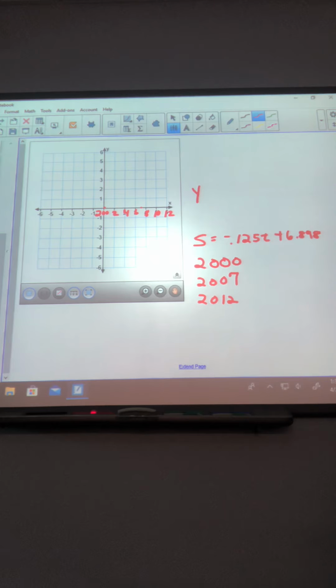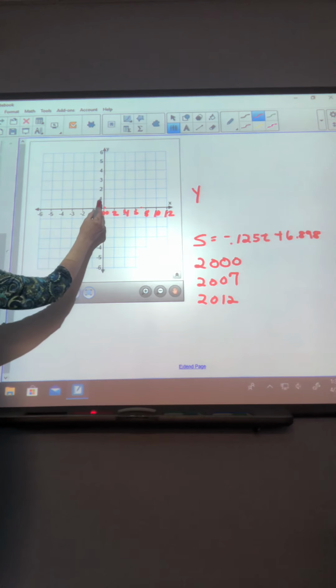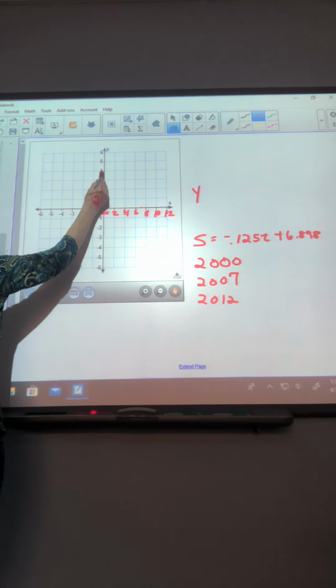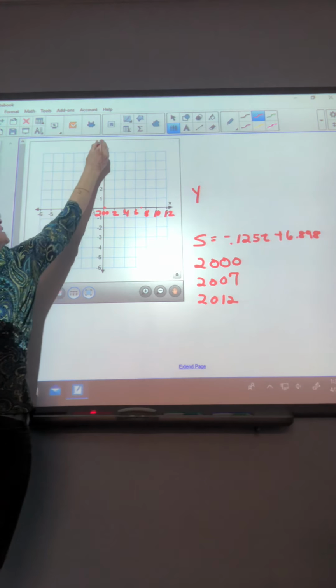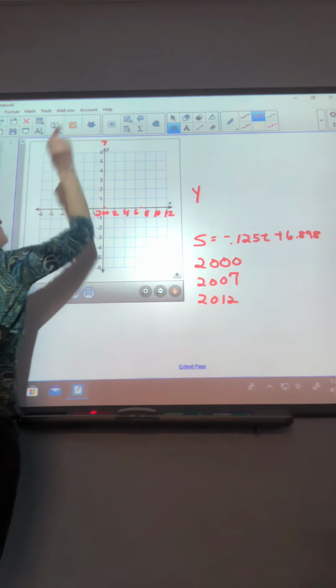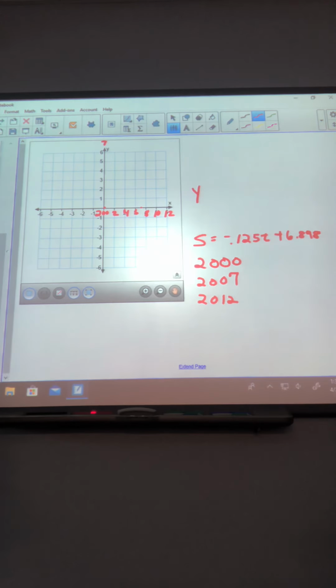And then going on the y-axis, it's millions of dollars. And this one will be really easy. This is going to be 1 million, 2 million, 3 million, 4 million, 5 million, 6 million. I think we're going to need that 7 million, so I'm going to write it up at the top.